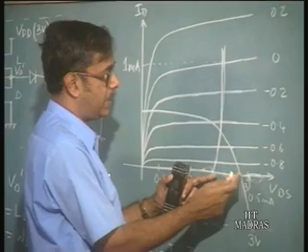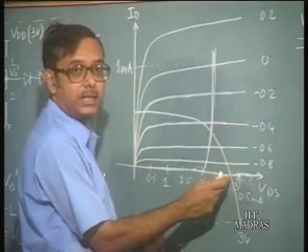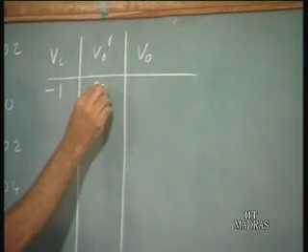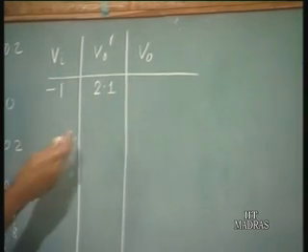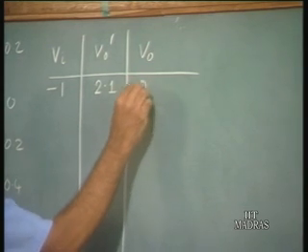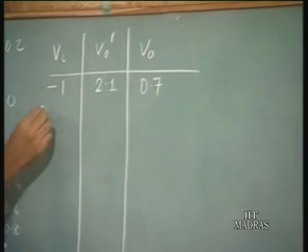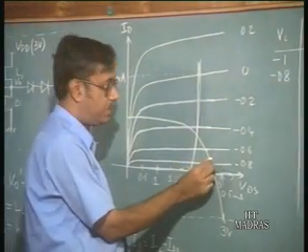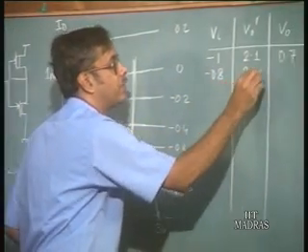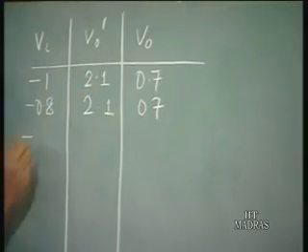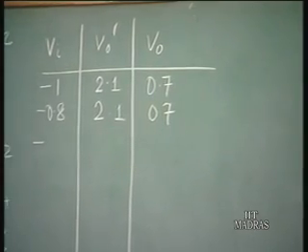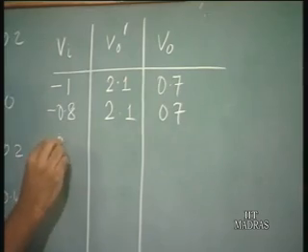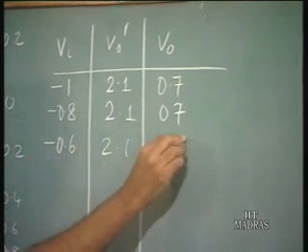Now, the point of intersection is here, but since the output voltage cannot exceed this, Vo prime is going to be 2.1 volts, 3 diode drops, and this one is going to be 1.4 volts less. Now, if you take minus 0.8 volts, it is still the point of intersection is here, which is beyond this point. So, again we take it as 2.1 volts, which is 0.7 volts here. If it is minus 0.6, again the point of intersection is going to be here, which is beyond this curve. So, again it is 2.1, 0.7.